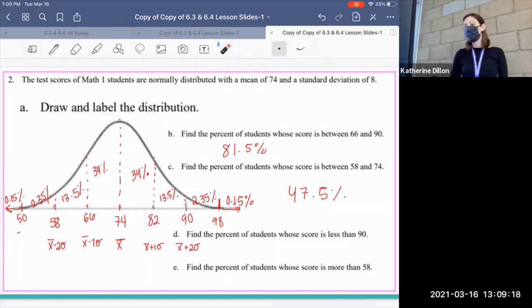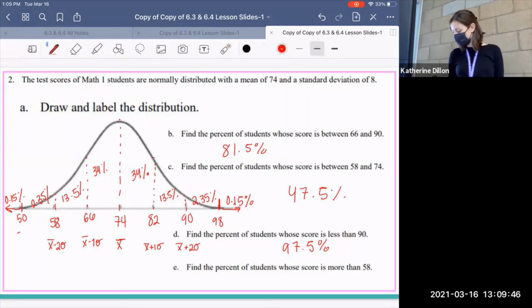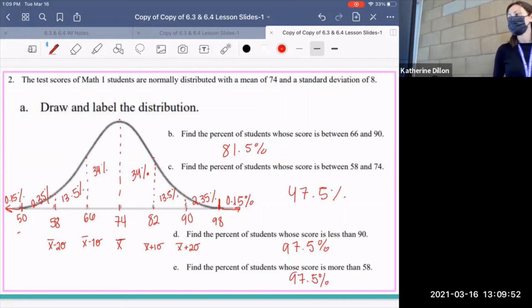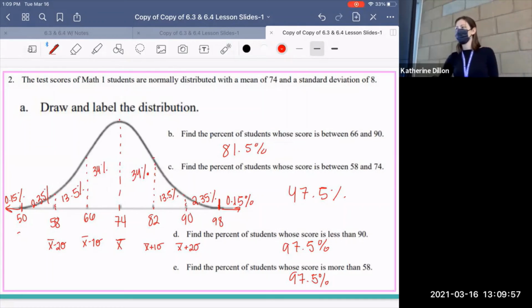I'm going to add up for finding the percent of students whose score is less than 90. I'm going to add everything that's less than 90, everything to the left of 90. I add all of that up and I get 97.5%. I can also find the percent of students who scored more than 58 by adding up everyone who scored more than 58. I also get 97.5%. If you think you can do this faster by subtracting things from 100%, totally fine. If you want to add everything together, that's also totally fine.